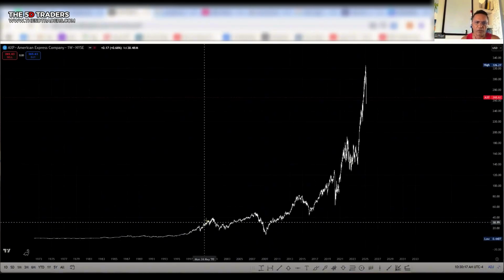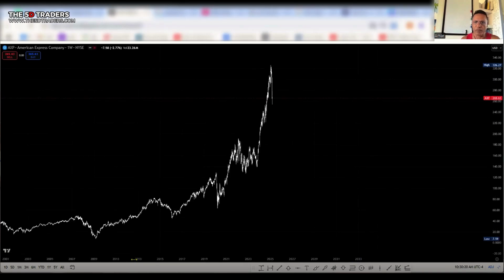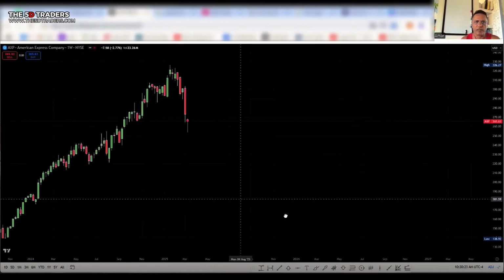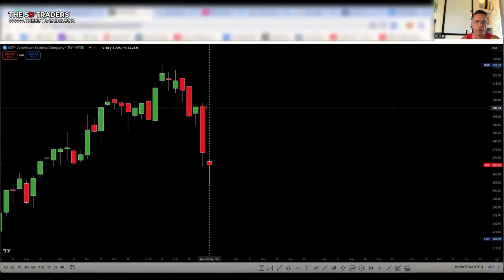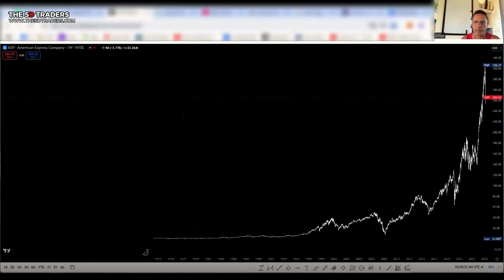Sometimes people get confused and they think it's a white line. No, it only appears white because it's around the candle. You've got white around it. So yeah, so there you have it.